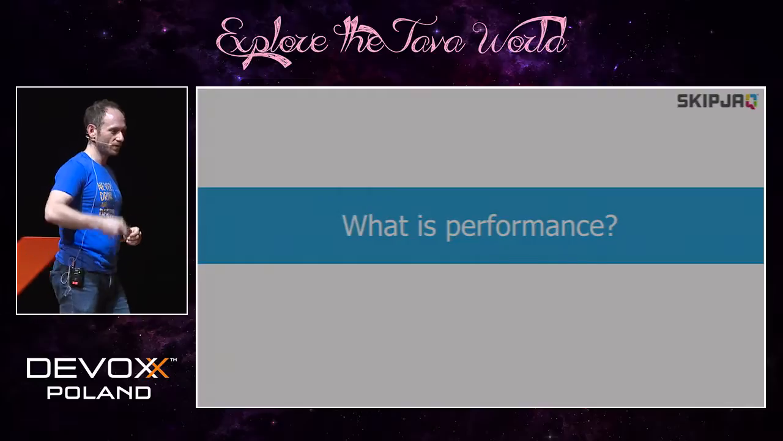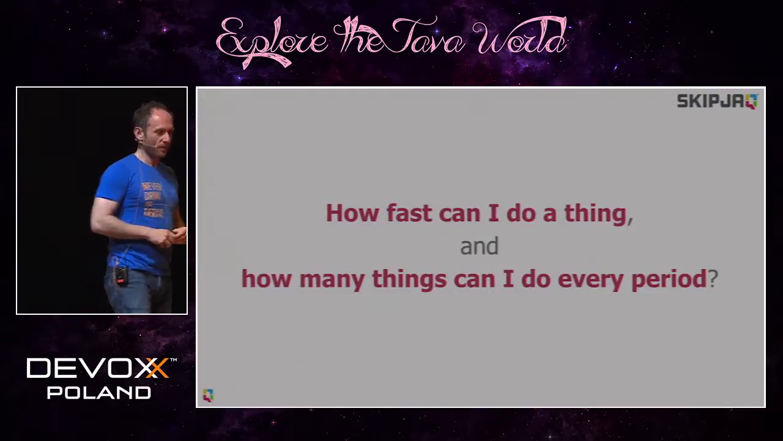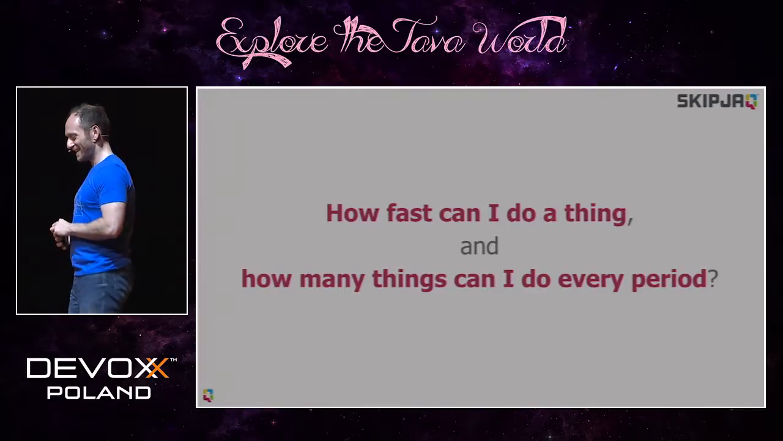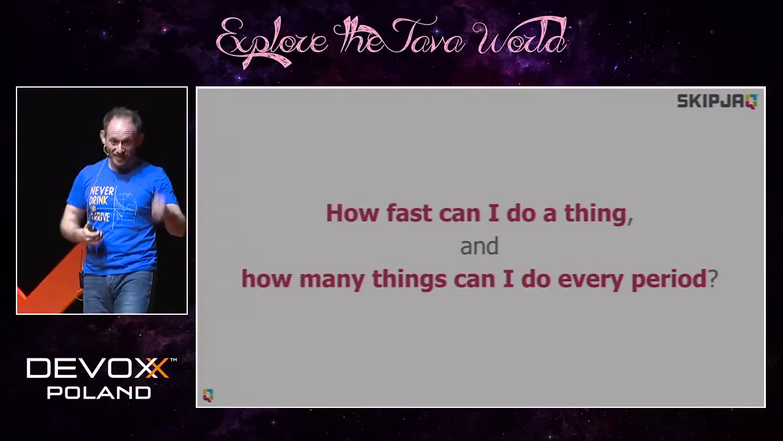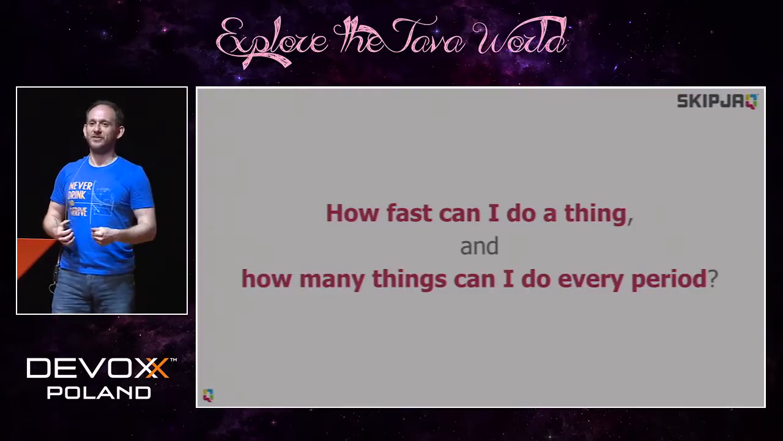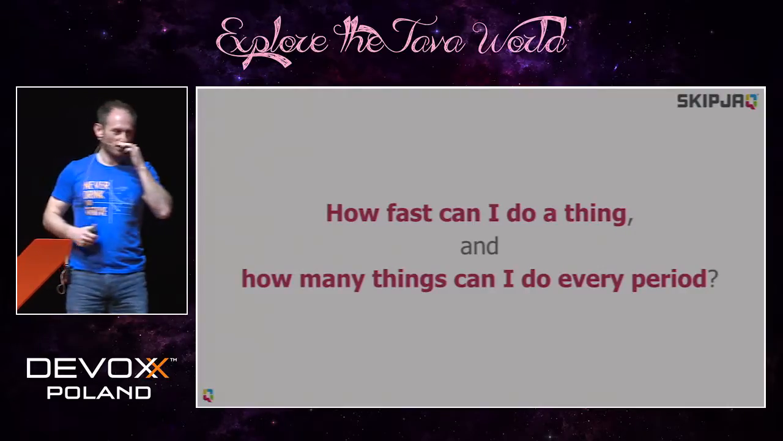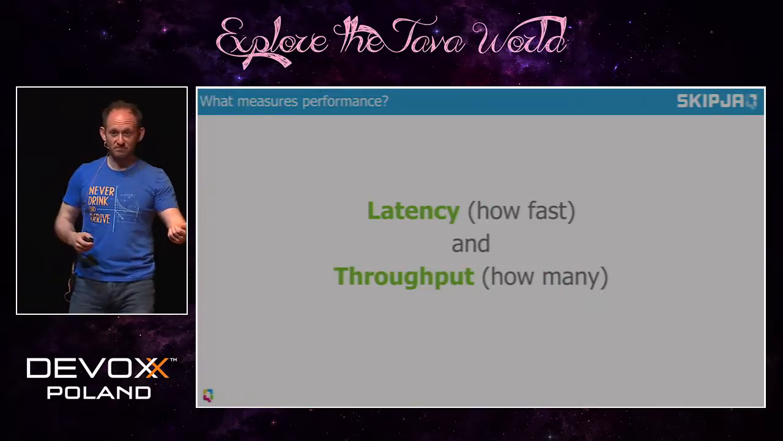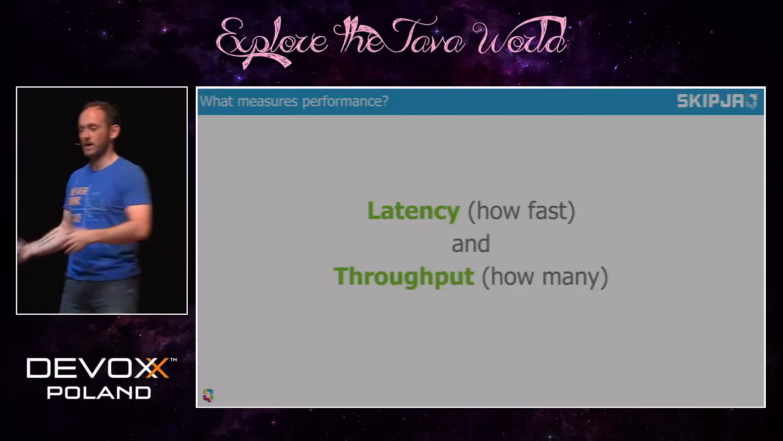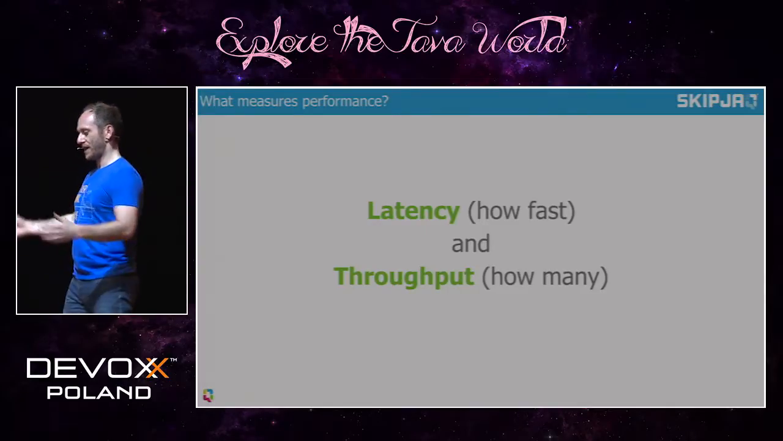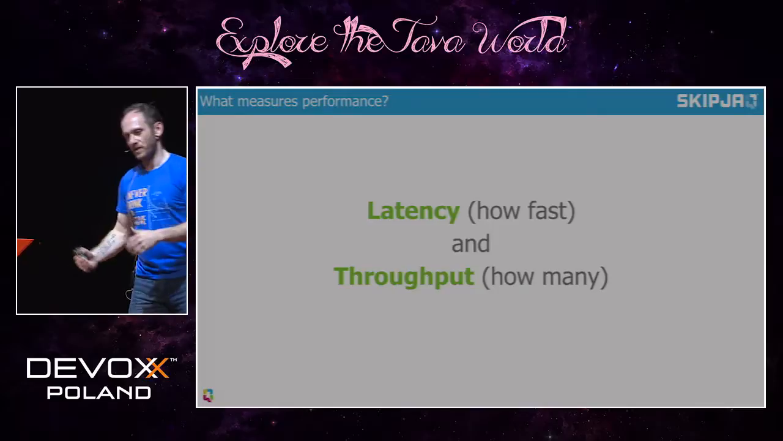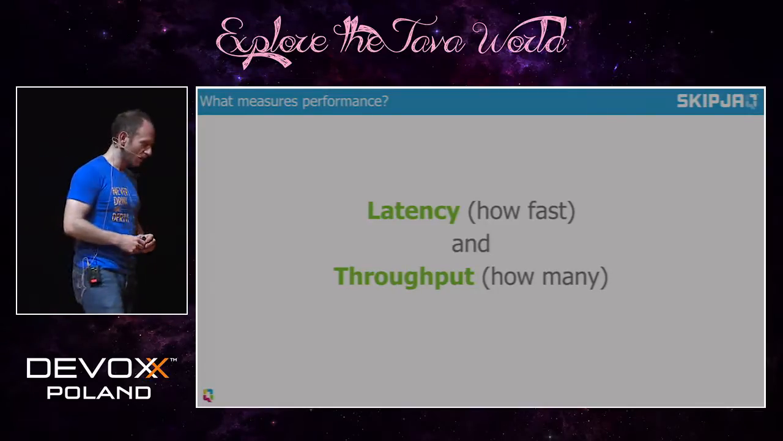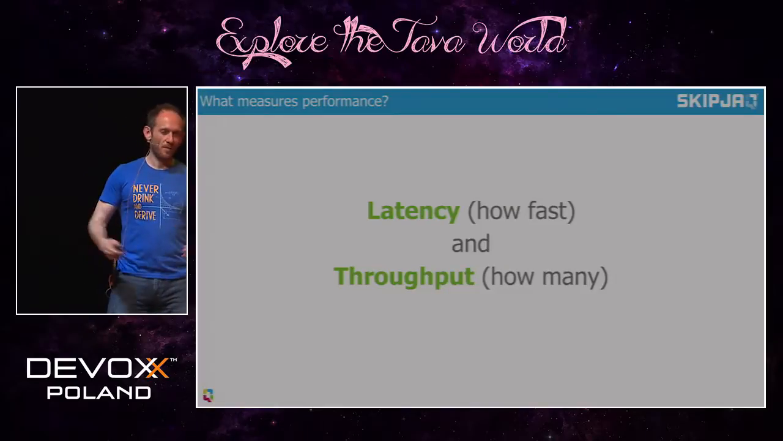For me, performance is how fast can I do a thing, and how many things can I do every period? So we might think of this more formally as latency, so how fast, and throughput, how many. I can do 1,000 requests per minute with a 95th centile latency of 20 milliseconds, something like that. That's what we really mean when we talk about performance.